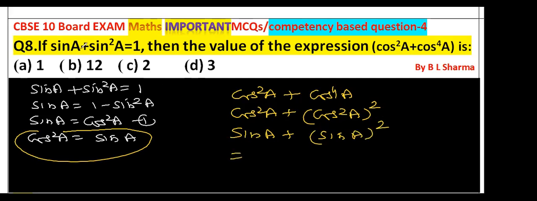And it is already given that, see, sin A plus sin square A is 1. This is also sin A plus sin square A, and this is already given 1. See here, sin A plus sin square A, that is 1. So cos square A plus cos 4A, that is also 1. So therefore A is the correct option.